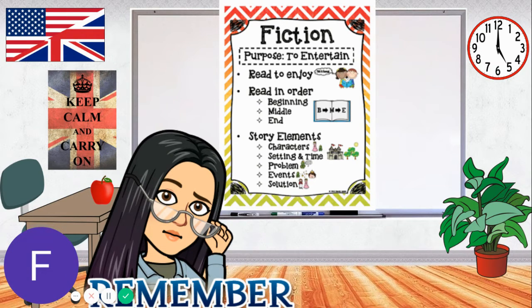The purpose is to entertain, like it says here. Read to enjoy, read in order. Remember, fiction text contains a beginning, a middle, and end. And it has some elements: characters, setting and time, a problem, events, solution, etc. Okay? Those are the fiction characteristics.